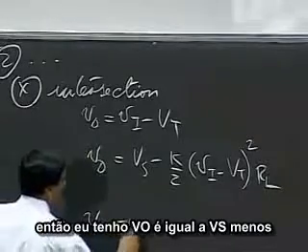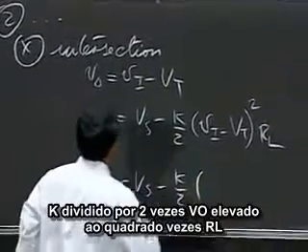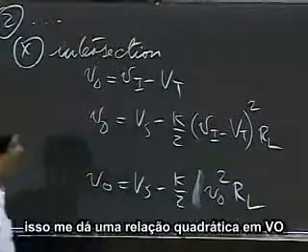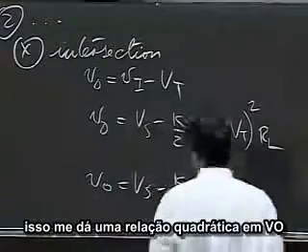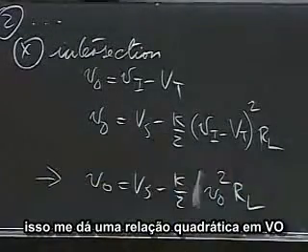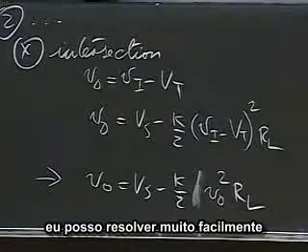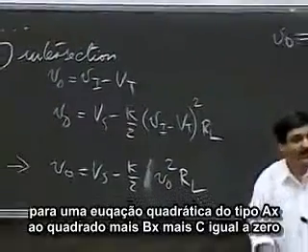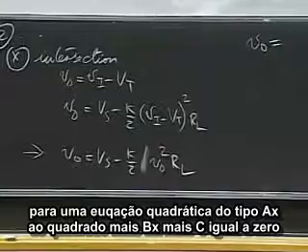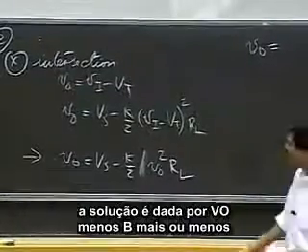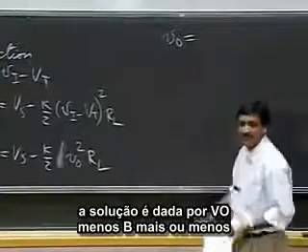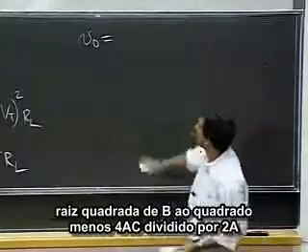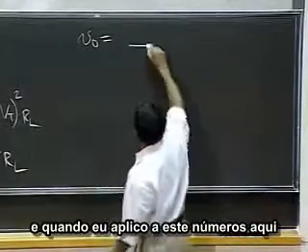So I get V naught equals Vs minus K divided by 2, V naught squared RL. This gives me a quadratic in V naught, and I can solve for it pretty easily. For a quadratic ax squared plus bx plus c equals 0, the solution is given by x equals minus b plus or minus square root of b squared minus 4ac, divided by 2a. I'm just going to get those numbers here.